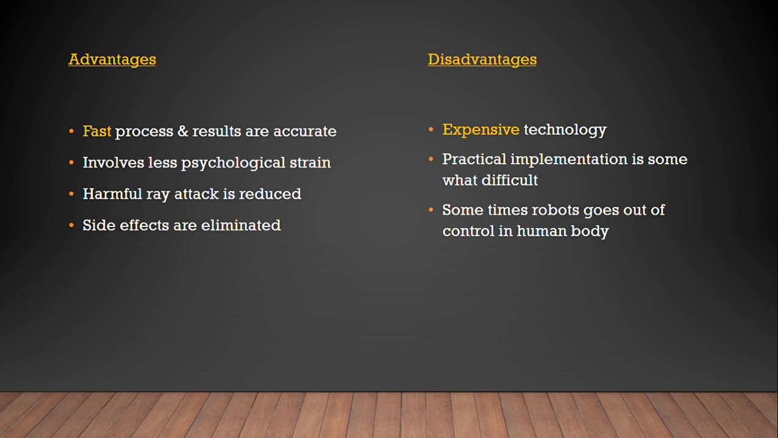And finally, we will see advantages and disadvantages. Let's start with advantages. Firstly, the process is fast and results are accurate. It involves less psychological strain, harmful ray attack is reduced, and side effects are eliminated. Disadvantages: expensive technology, practical implementation is somewhat difficult, and sometimes robots go out of control in the human body.